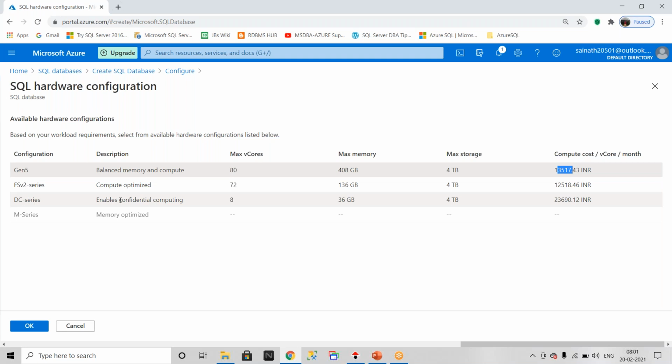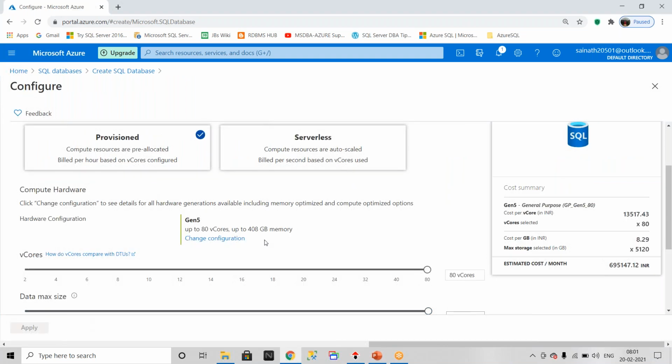Any questions on hardware configuration? No, sir. Remaining people, only few. No, fine. Okay. So let me go for Gen 5.